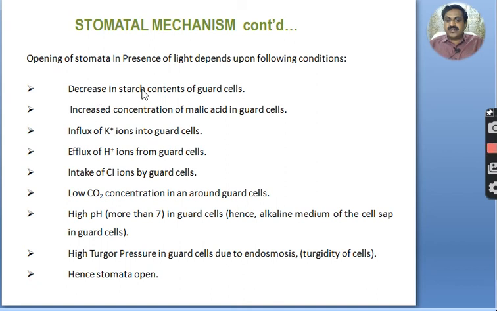Decrease in starch content in the guard cell, because the starch is converted into malic acid. Increased concentration of malic acid in the guard cells. The malic acid then dissociates to form malate ions and H plus ions. Influx of potassium ions, that is, potassium ions enter into guard cells. Efflux of H plus ions, H plus means protons. Protons leave or come out of the guard cells. So carbon dioxide concentration is low around the guard cells. pH is increased and hence turgor pressure increases. Stomata opens.